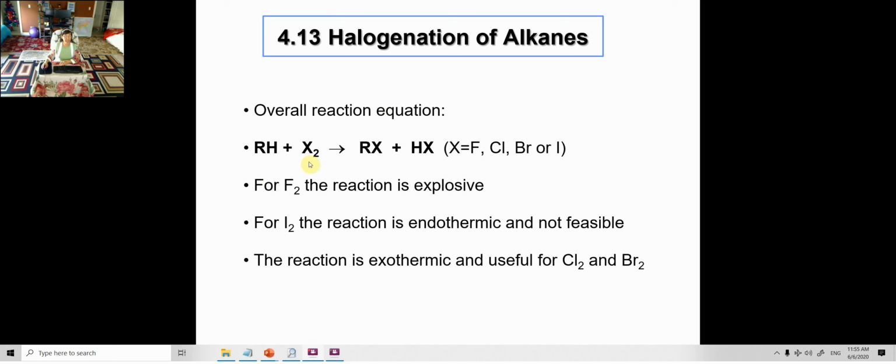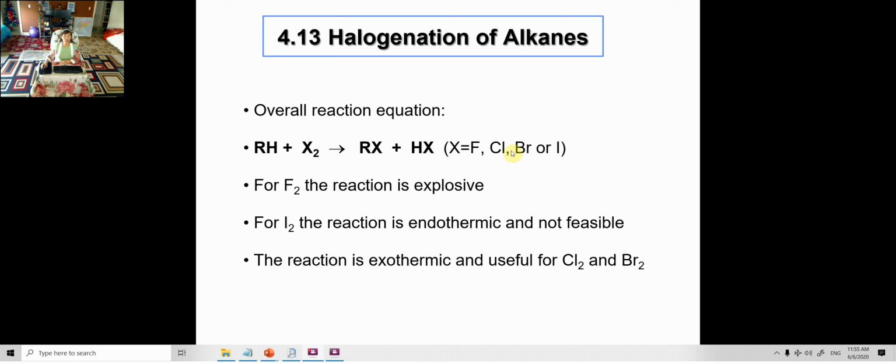Your alkane can react with fluorine to produce alkyl fluorides and hydrogen fluoride. This reaction is very explosive. Therefore, we barely use this method to produce halides. The second reaction is chlorination. RH, an alkane, reacts with Cl2 to produce RCl and HCl. This chlorination is an exothermic reaction. It's very useful in most cases to produce different halide replacements.